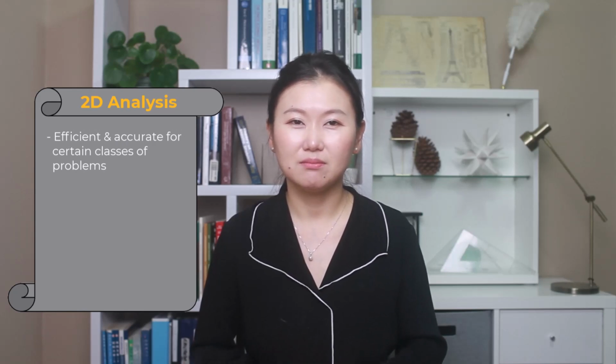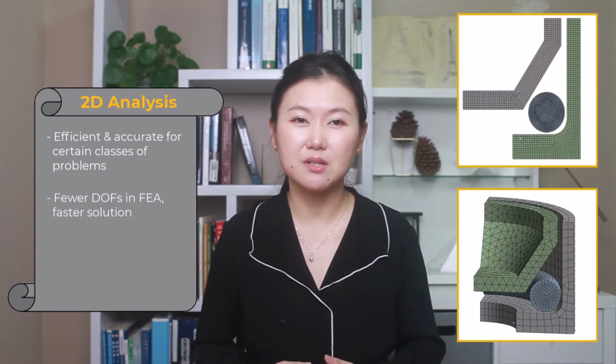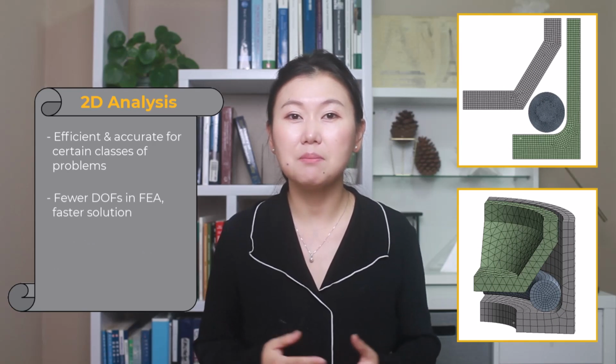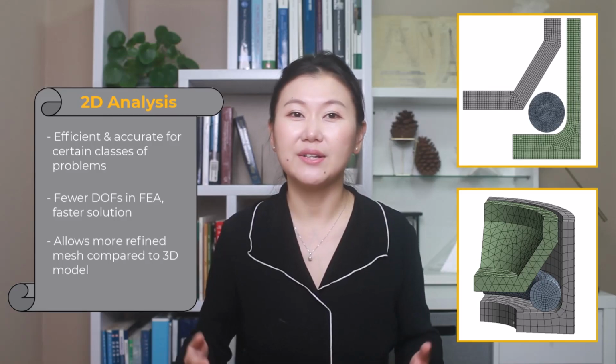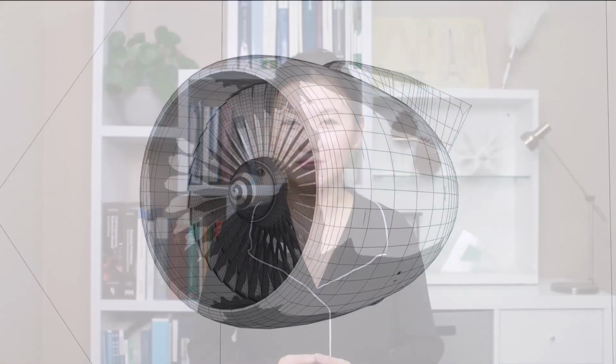2D analyses are a powerful tool for analysts, allowing for an extremely efficient and accurate solution of certain classes of problems. 2D finite element methods contain fewer degrees of freedom, so they can run much faster and at the same time contain a much more refined mesh than their 3D counterparts to provide increased numerical accuracy. Let's have a closer look at the 2D analysis that we can solve in Ansys Mechanical.